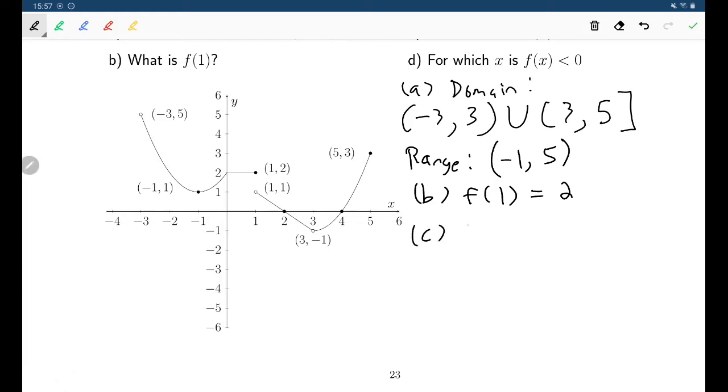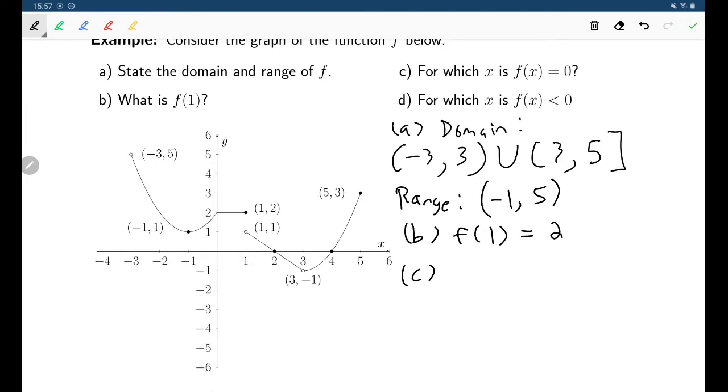Part C is looking for where is f of x equal to 0. In other words, where is the y value 0? Remember that f of x is the same thing as the y value for our function. So when we say, for which x is f of x equal to 0, we're really asking, where is the y value equal to 0? And looking at our graph, there's 2 places where the y value is 0, when x is 2 and when x is 4. So if you were solving f of x equals 0, the solution set would be 2 and 4.